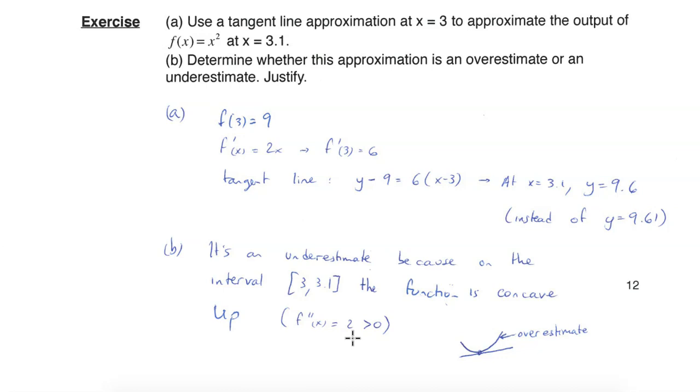So when we have a concave up function, it means it lies above its tangent line, and so our estimate, which was on the tangent line, is an underestimate. The function is over it, so our approximation is an underestimate. This word is a bit confusing here.